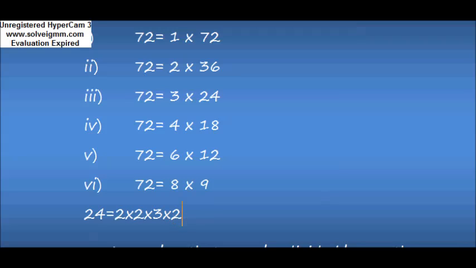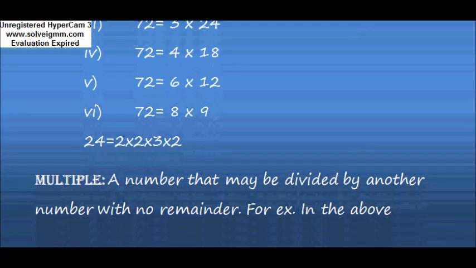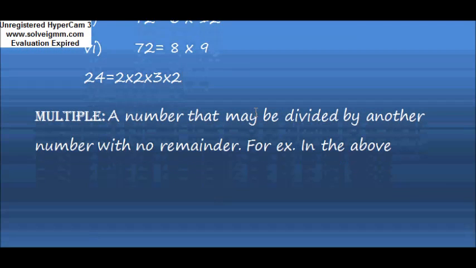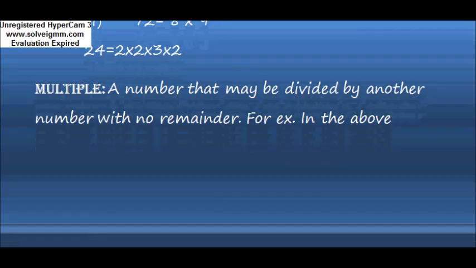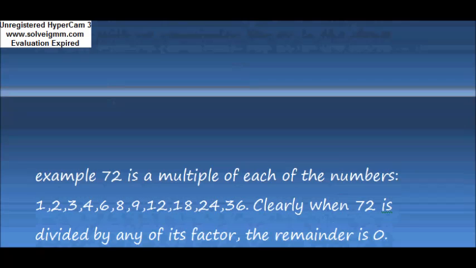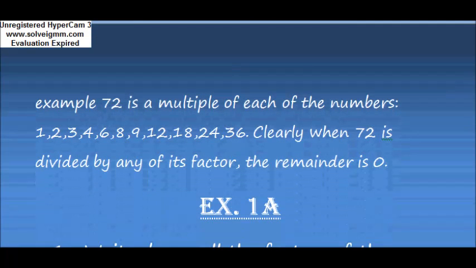Now our next point is multiple. A multiple is a number that may be divided by another number with no remainder. For example, in the above example, 72 is a multiple of each of the numbers 1, 2, 3, 4, 6, 8, 9, 12, 18, 24, 36. Clearly, when 72 is divided by any of its factors, the remainder is 0.